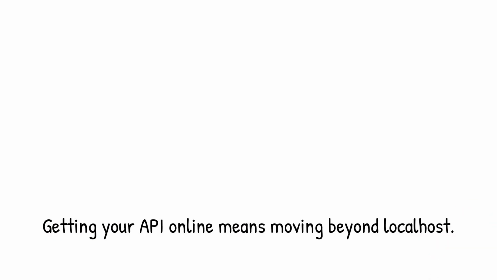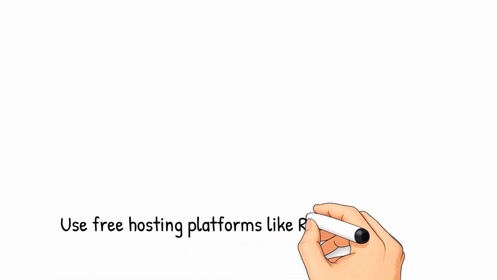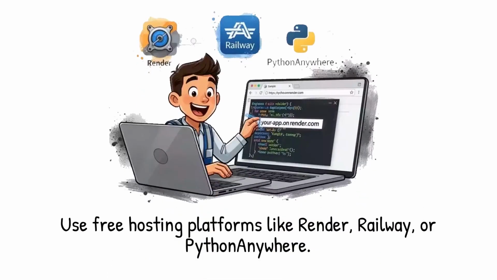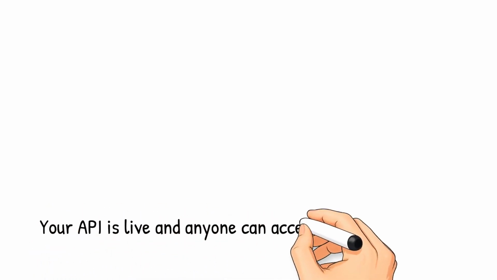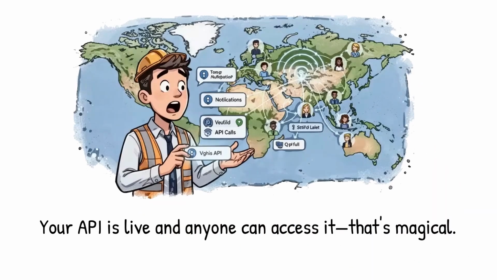Remember, localhost means this computer only. To let the whole world use your API, you need to put it on a server that's always on, somewhere on the internet. This is called hosting or deploying. The good news? There are free, beginner-friendly platforms made exactly for this. Names you'll hear are Render, Railway, and Python Anywhere. You upload your code, they run it on an always-on server, and they give you a real web address, something like yourapp.onrender.com. The moment that happens, your little jokes API is live, and anyone on Earth can call it. That is a genuinely magical feeling.